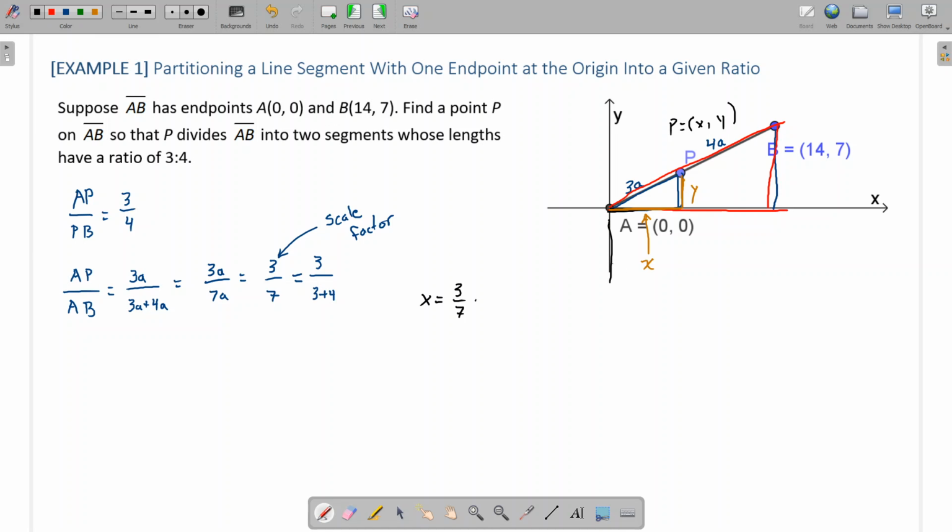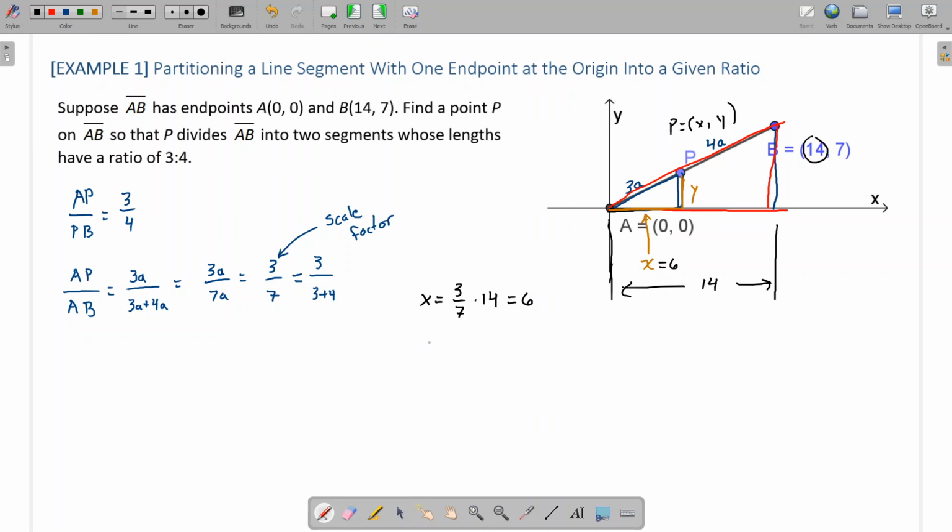How long is that? How long is it from A out to this point here? We actually know what it is. This is just the X coordinate for the point B, which is 14. So to get the X coordinate for P, all we have to do is take the scale factor and multiply it by 14. This segment here has to be 3/7 of 14. Take 3/7, multiply by 14, you get X. If we go ahead and do that, this just comes out to 6. The length of this segment has to be 6.